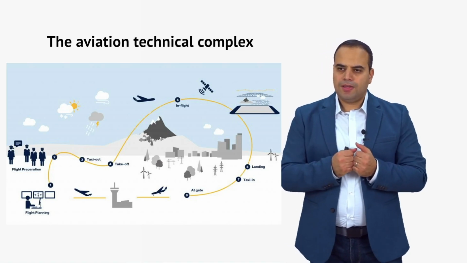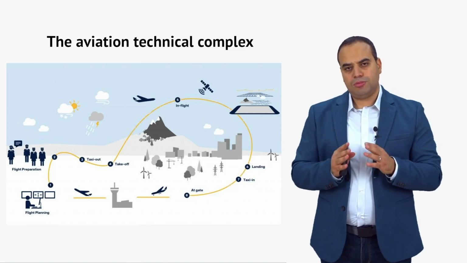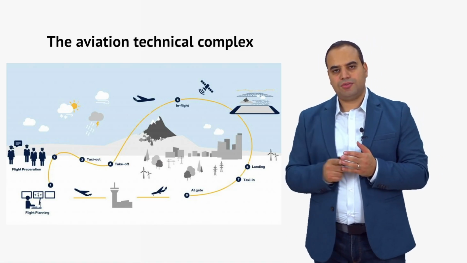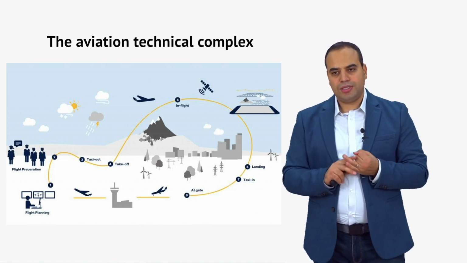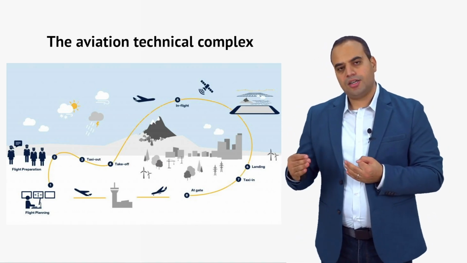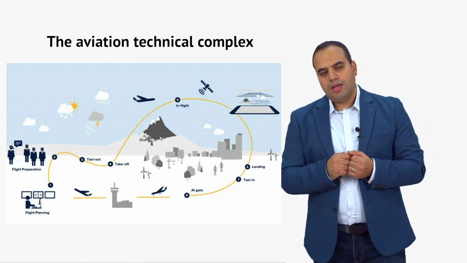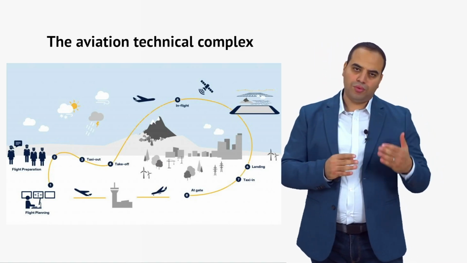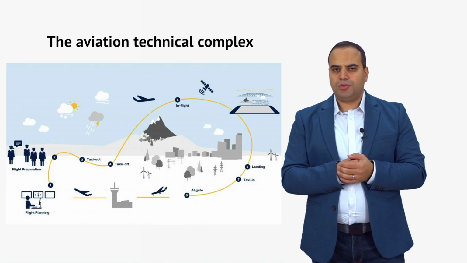So you see, the aircraft operation is impossible to imagine without satellites, for example, for navigation, without weather forecast, without the ground personnel that is required for maintaining the aircraft at each and every stage of its flight, both before and after the operation of flight.